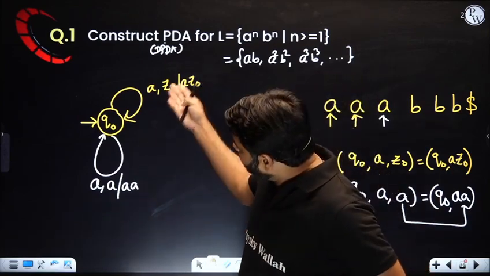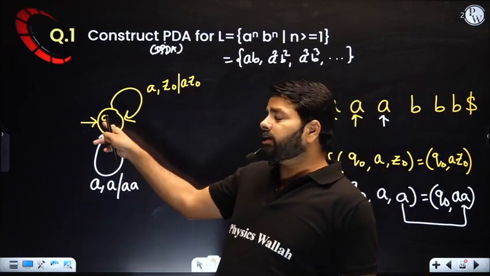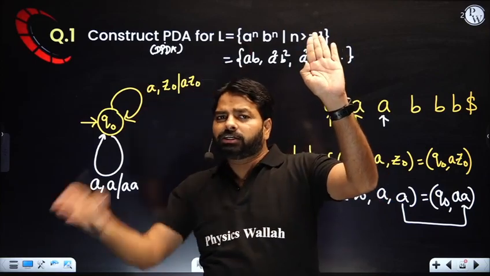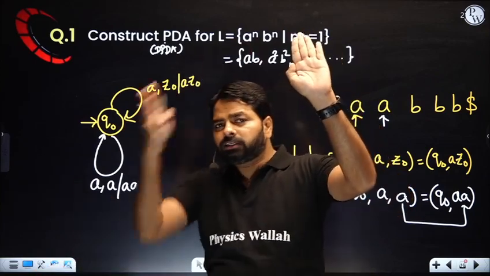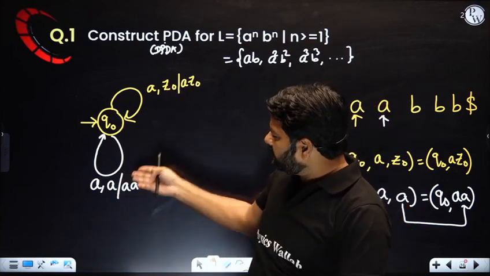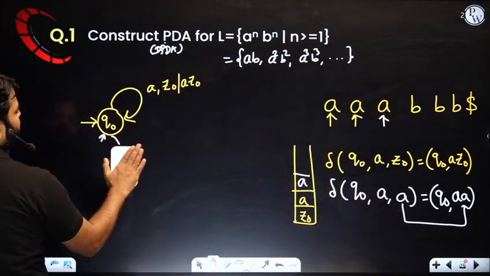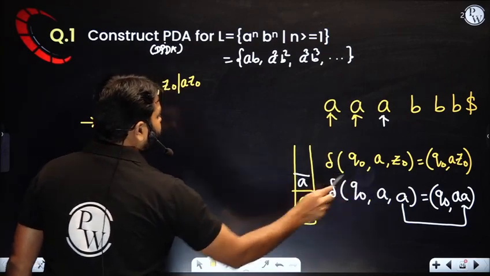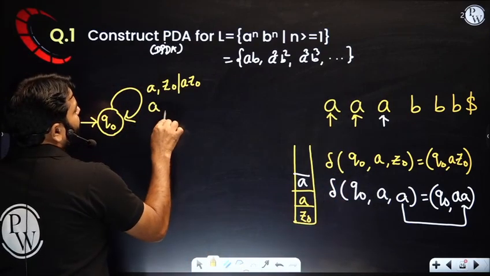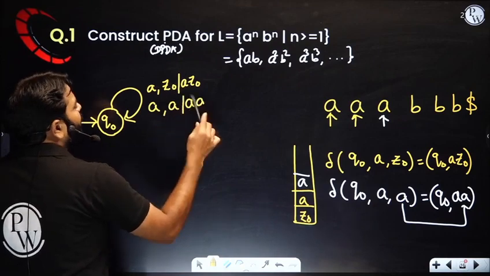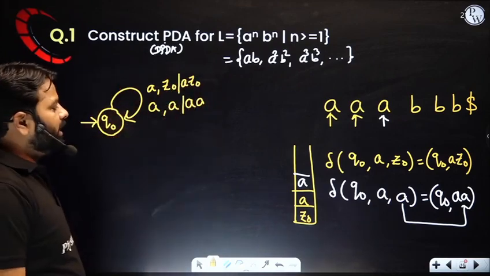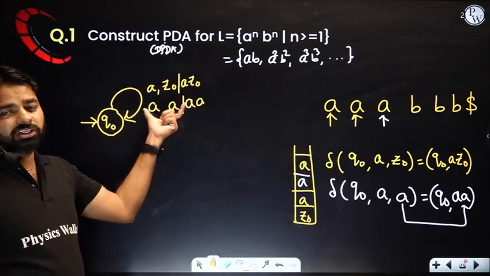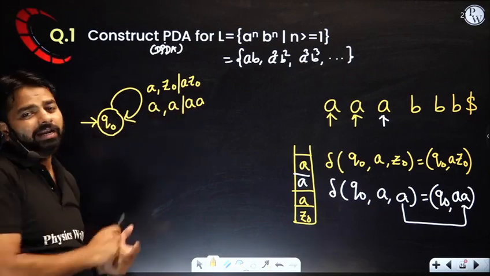So the meaning of this one is, from this state, whenever input is A but top of the stack is Z naught, this will happen. And when top of the stack is A, this will happen. So instead of taking two different edges, you can also take this into a single edge. Like this, A comma A slash AA. Of course, you can write in any order, doesn't matter. Okay, that's happened. Now, the third A is also pushing one more A. The same transition combination will help us.